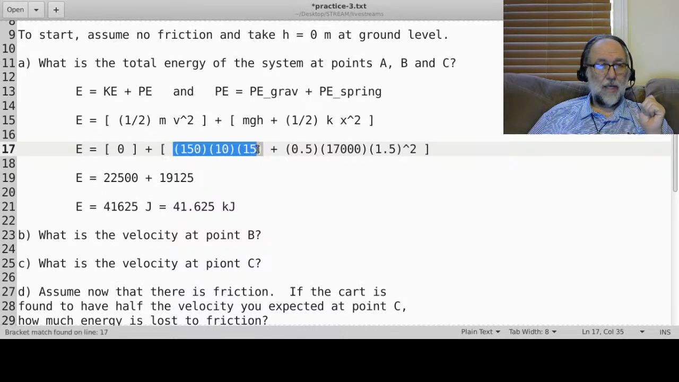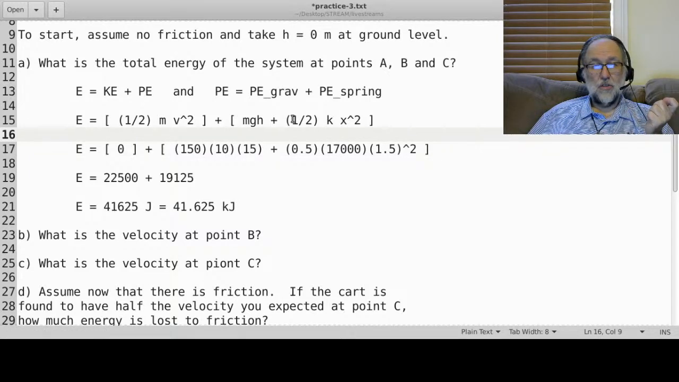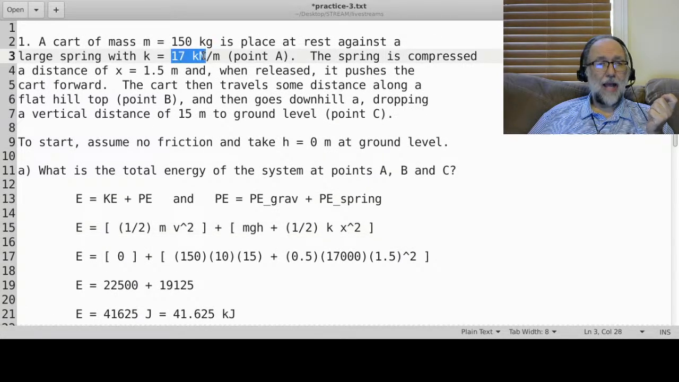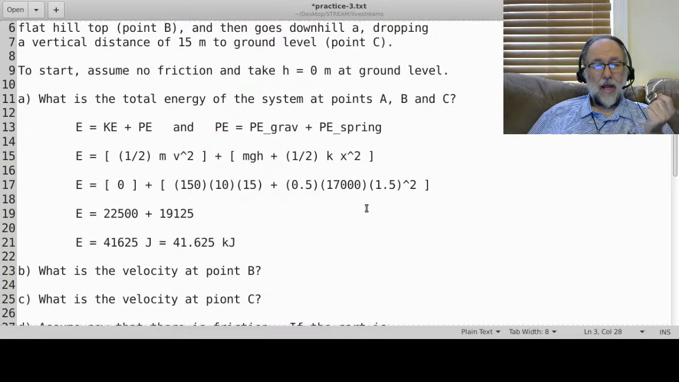So there's the potential energy due to gravity, and then the potential energy due to the spring, a half K. I gave you K as 17 kilonewtons per meter. Kilonewtons is not MKS, but just remember kilo is just 1,000. So you could say 17 kilonewtons, or you could say 17,000 newtons. It's exactly the same thing. And so over here that's 17,000 newtons.